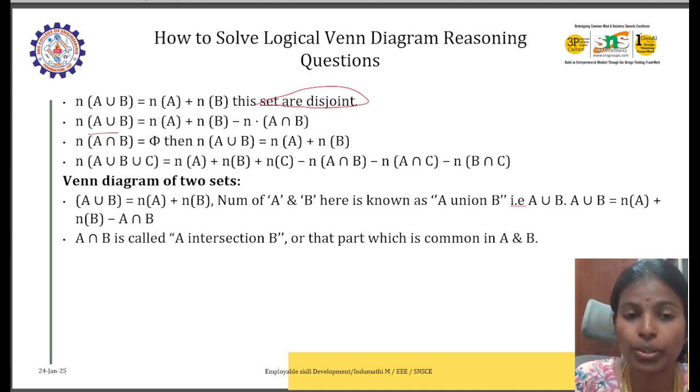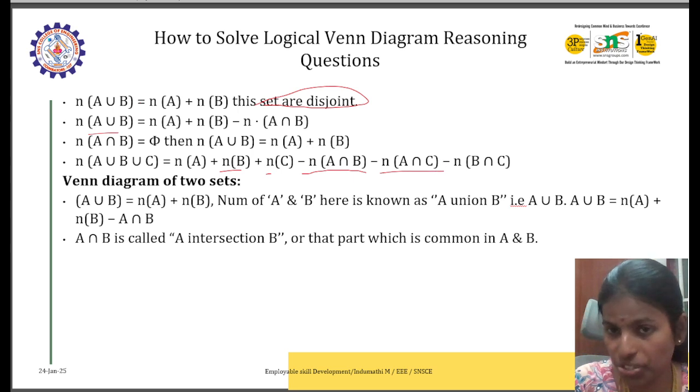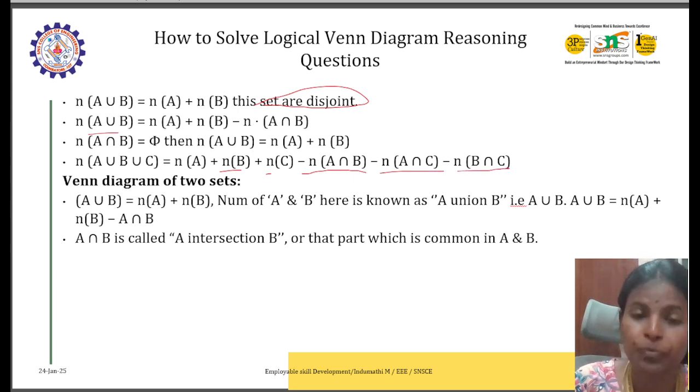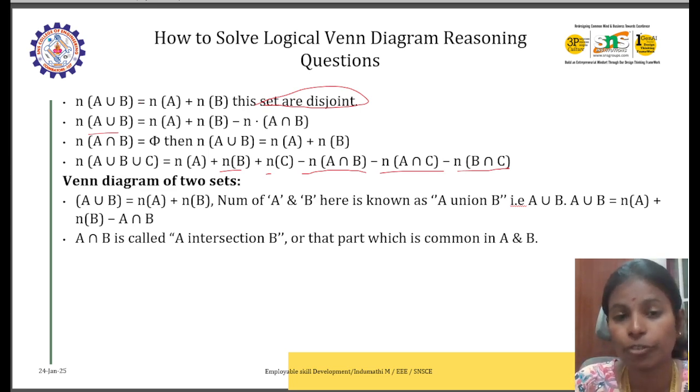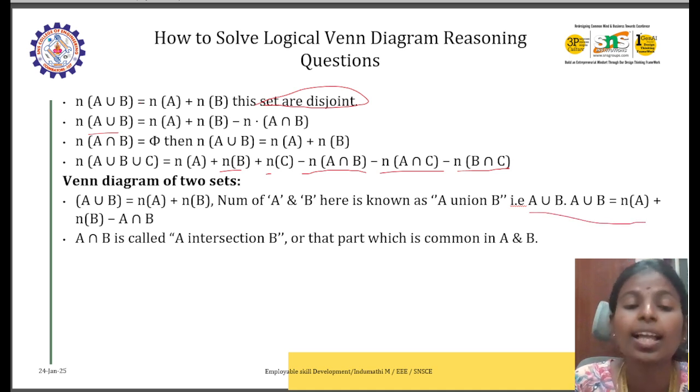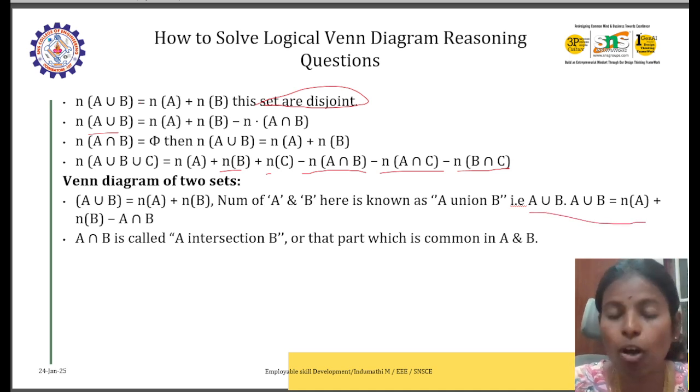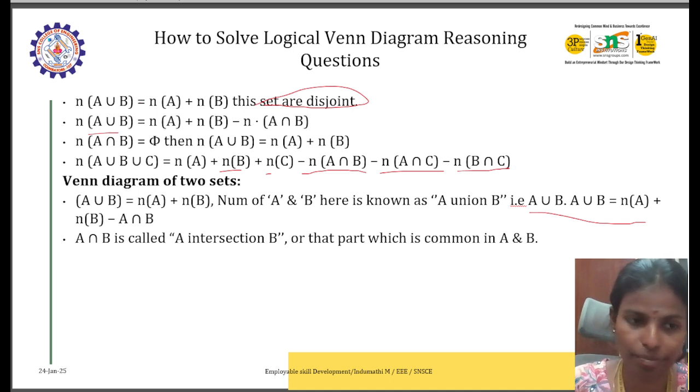So n(A ∪ B ∪ C) = n(A) + n(B) + n(C) − n(A ∩ B) − n(A ∩ C) − n(B ∩ C). For the Venn diagram of two sets, A ∪ B is equal to n(A) + n(B), where the number of A and B here is unknown. So A ∪ B will be represented like this. The intersection is what is common between A and B. We will be calling that the intersection.